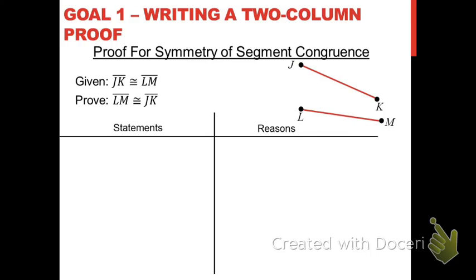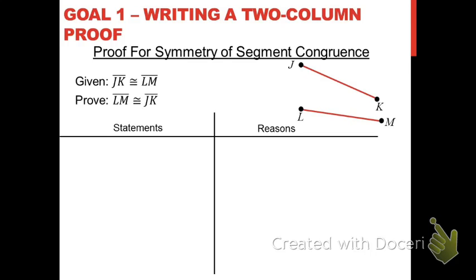And then, along with your given statement, you're always going to have a statement that you're trying to prove. In this case, we're trying to prove essentially this, that if segment JK is congruent to segment LM, then segment LM is congruent to segment JK. I hope you recognize that as the symmetric property of segment congruence.